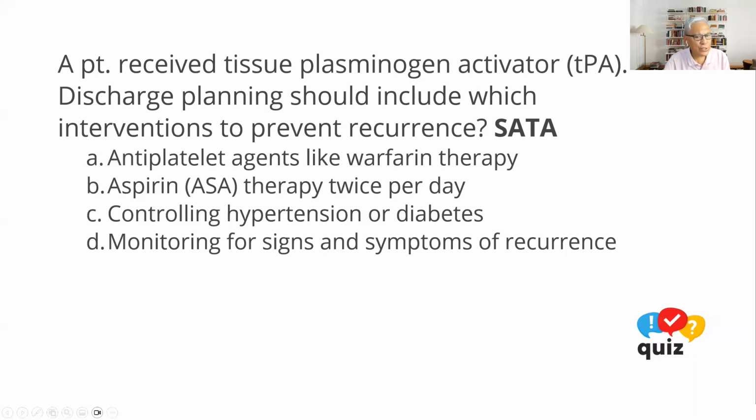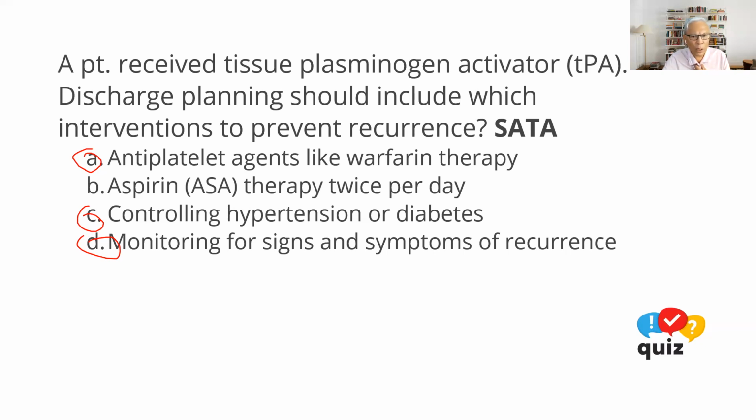So the correct answers here are A, C, and D. So I think it's self-explanatory for letter C and letter D, isn't it? Now, in the plan of care, we always want the patient to be on antiplatelet agents, like warfarin therapy, in order to prevent, again, reocclusion or occlusion of the blood vessels in the brain that are likely narrowed already anyway.